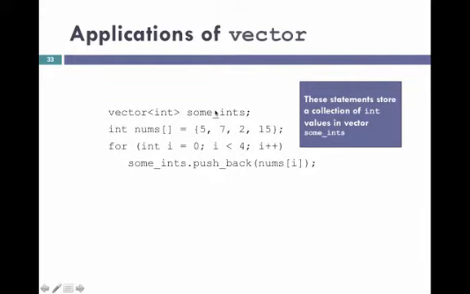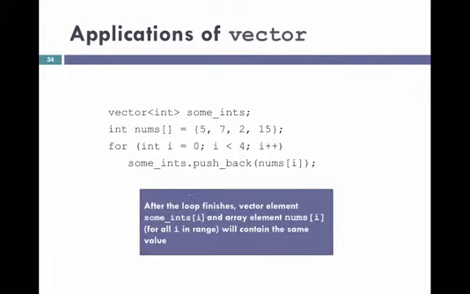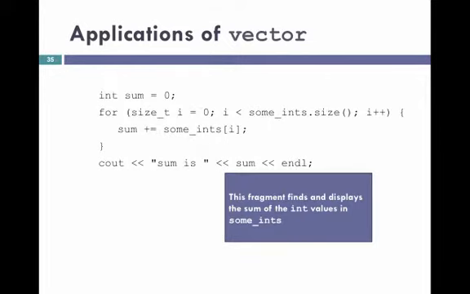So we have SumInts, a variable whose type is a vector of integers, and nums, an array of integers. This for loop copies all of the integers from nums, and it calls push_back, which adds each integer value to the vector SumInts. After this loop has finished, the vector element at location i is the same as the array element. This fragment of code finds and displays the sum of the int values in SumInts.